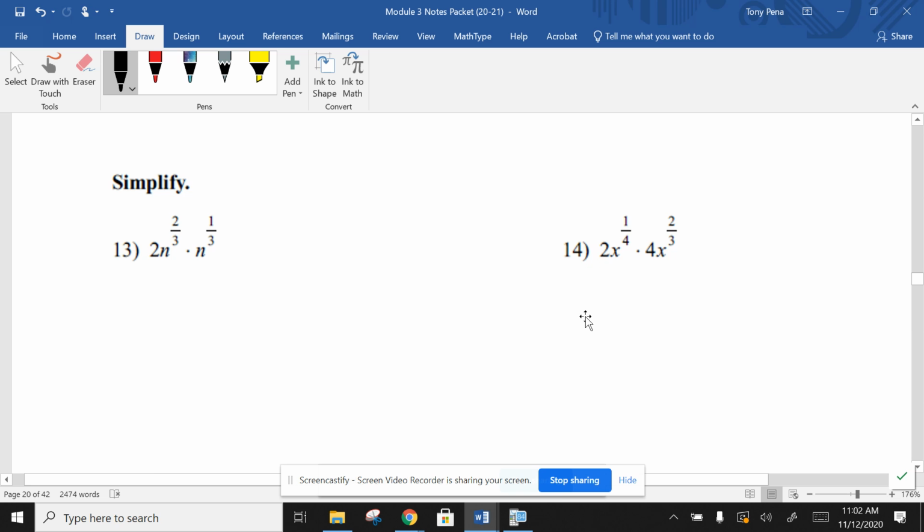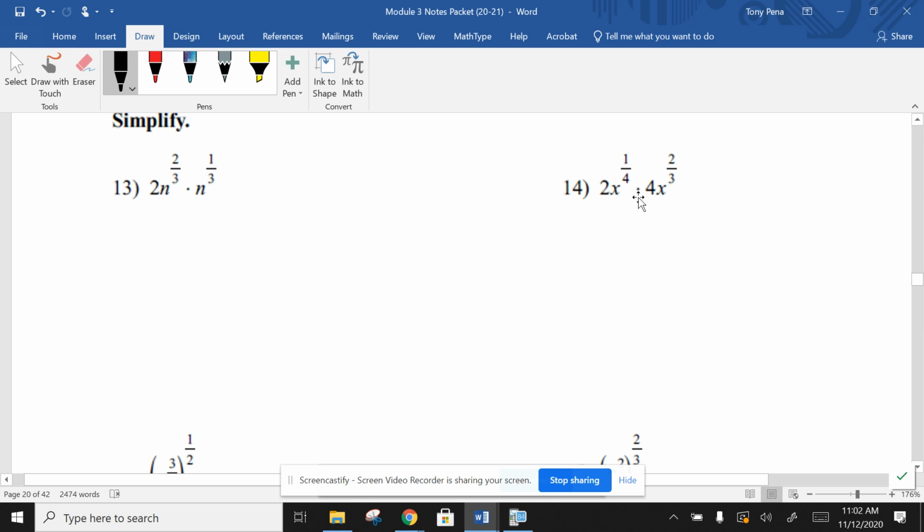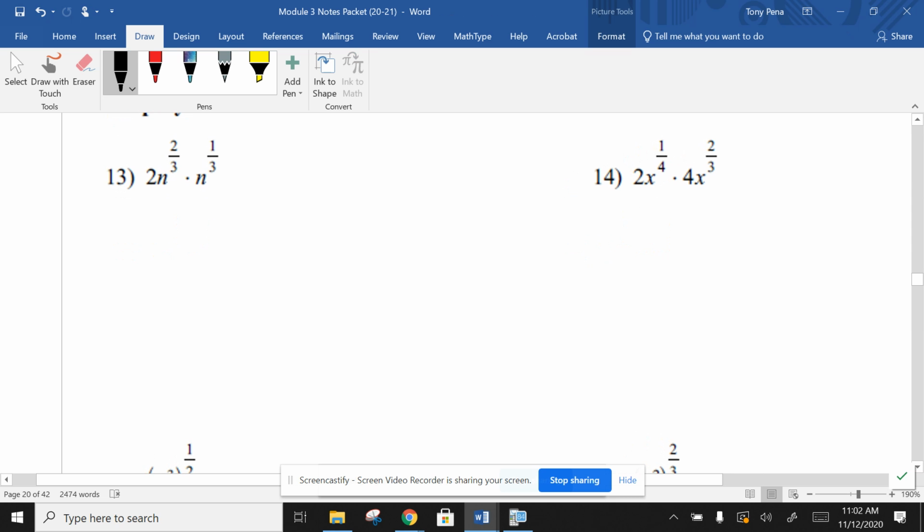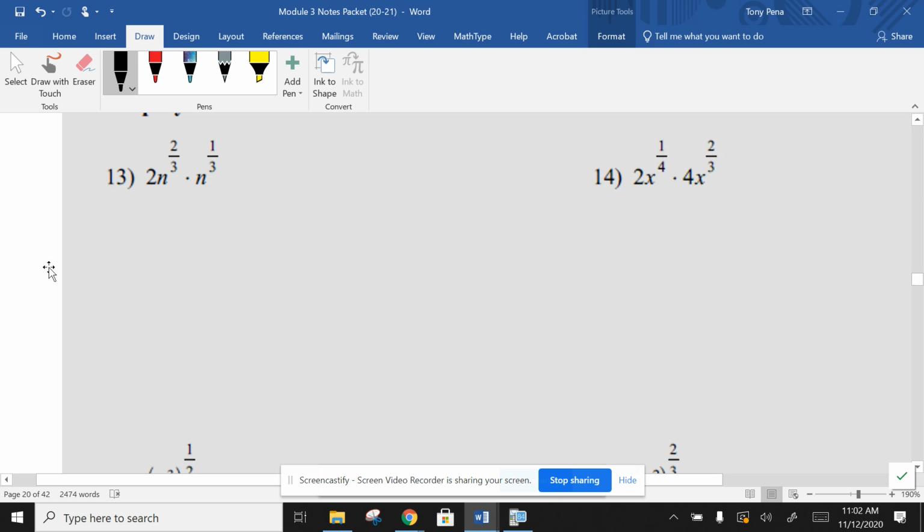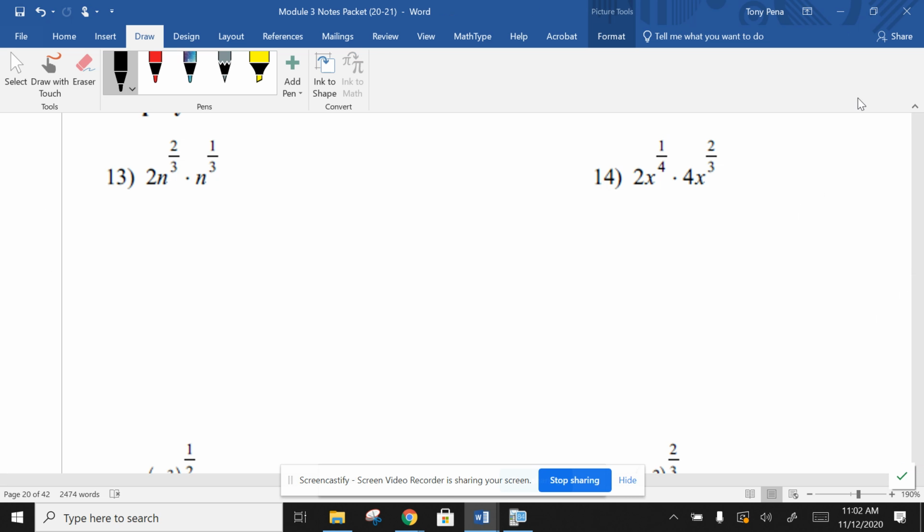So to elaborate on that a little bit and then do a little review, that's what we have on the next page. So go to number 13. And if you remember, this is something we did a few days ago. If we are multiplying like terms, in this case, I'm going to take the 2 and this 1. So I can multiply the 2 and the 1 together normally to get a 2. But then we also need to do n to the 2/3 multiplied by n to the 1/3.